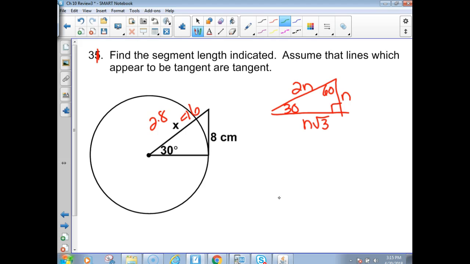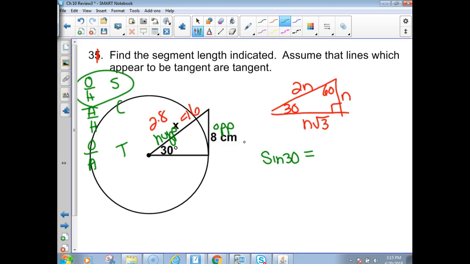What is the other way you could do it then? From 30, where is this? Think opposite, hypotenuse, adjacent. This would be opposite the 30, and this would be the hypotenuse. Remember, Oscar has a heap of apples, or SOHCAHTOA. This is the sine, cosine, tangent. We would be using the sine. So it'd be the sine of 30 equals 8 over x.